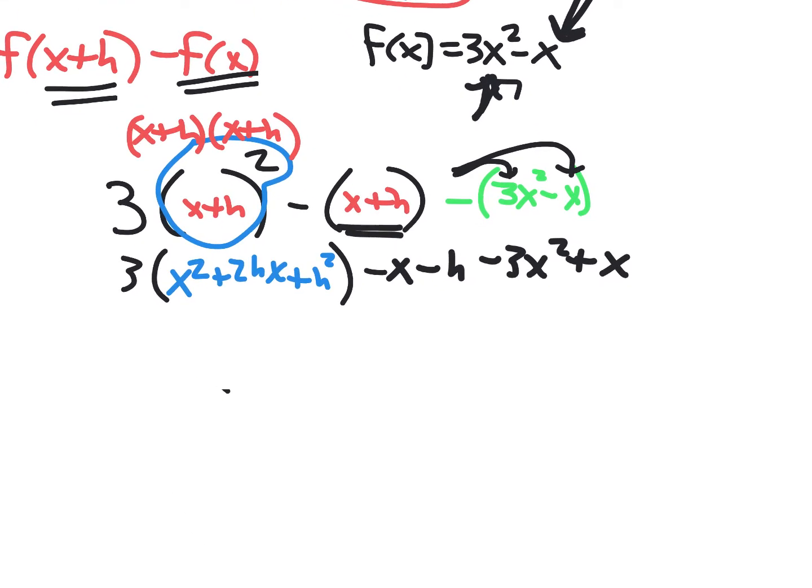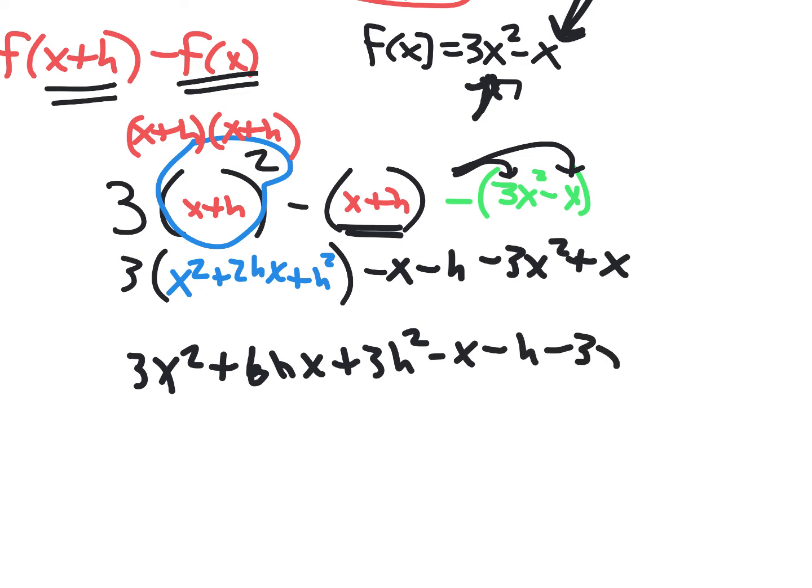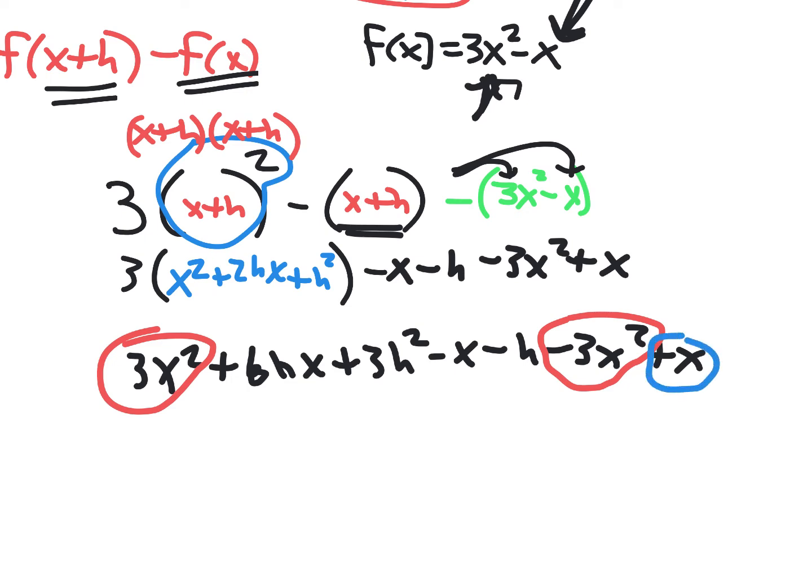Now distributing out my 3. 3x squared plus 3 times 2 is 6xh, or hx, it doesn't matter. Plus 3h squared minus x minus h minus 3x squared plus x. Holy cow, so much busy work. 3x squared, negative 3x squared. Look for things to cancel. If you're doing this kind of problem right, stuff cancels. Plus x minus x. Awesome.